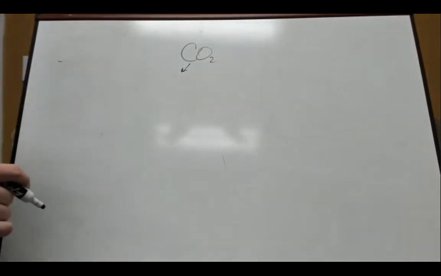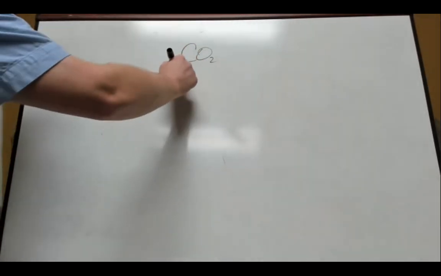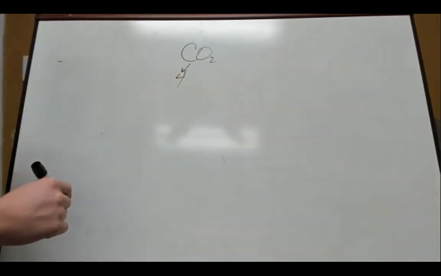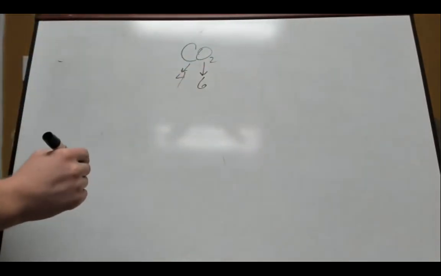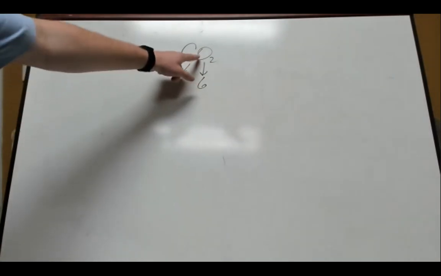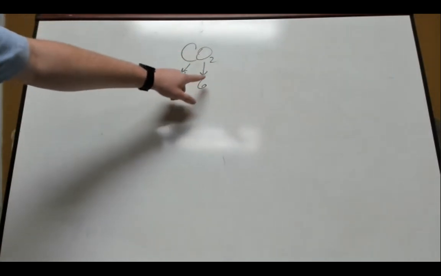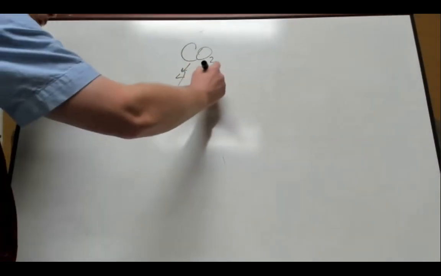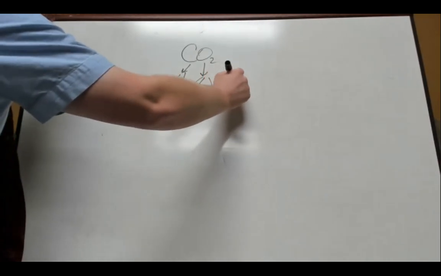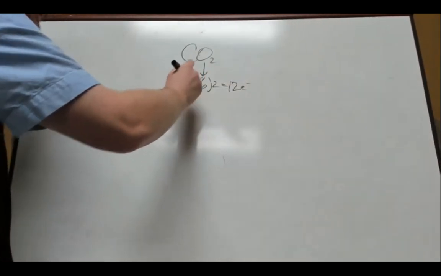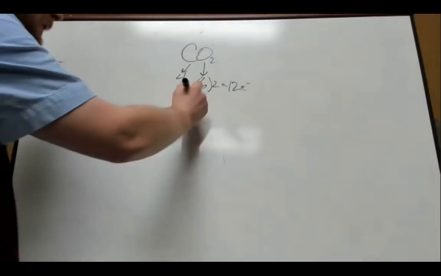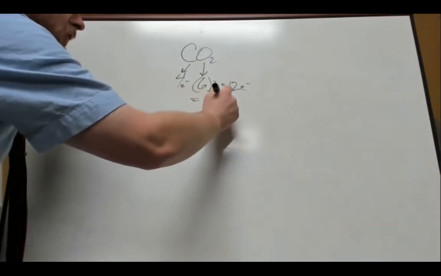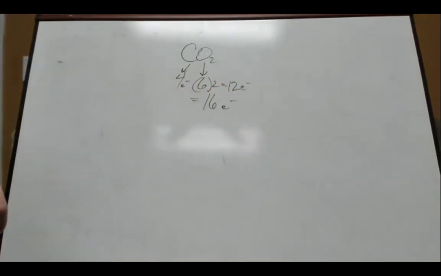Carbon, if we look, has 4 valence electrons. Oxygen has 6 valence electrons. Now, one oxygen has 6, so 2 oxygens is going to be 12 electrons, right? And so then all we do is we add this 4 plus this 12, and so now we have 16 total valence electrons to do chemistry.